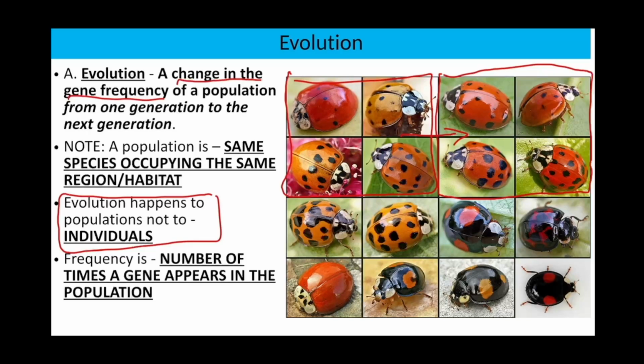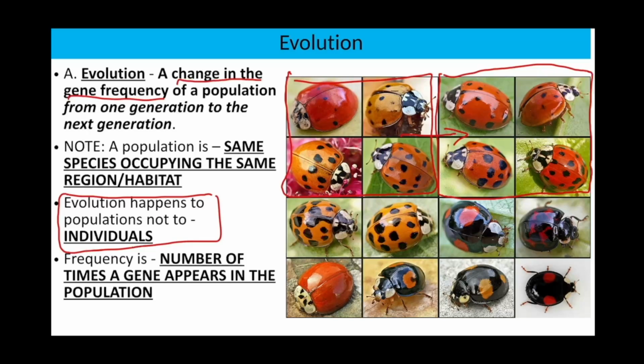And we define a population by saying it is the same species occupying the same region or habitat. So we could say the deer population in Talladega, Alabama, they would all be deer, all the same species, and they're occupying the same region or habitat, and they can breed with each other and produce viable offspring or fertile offspring. We say frequency or gene frequency is the number of times a gene appears in the population.